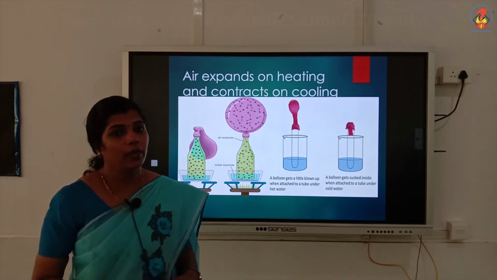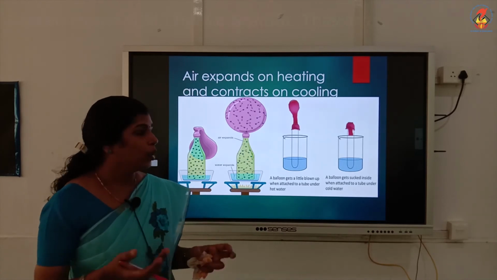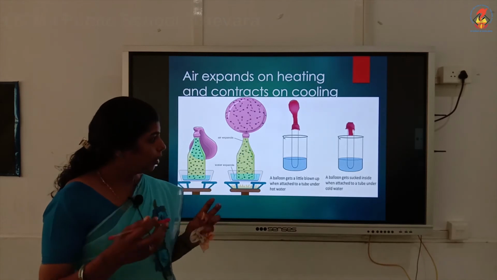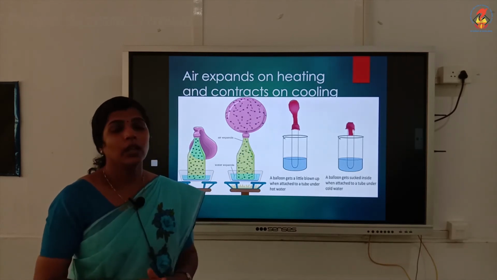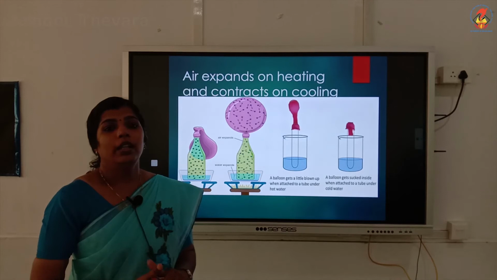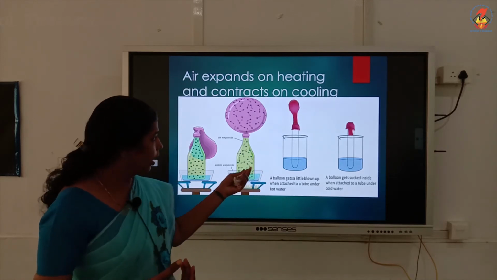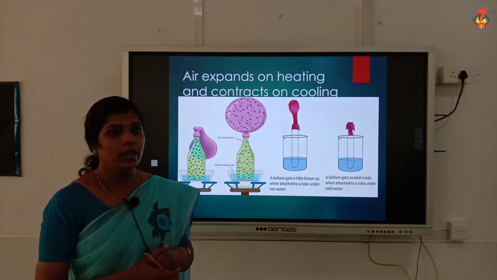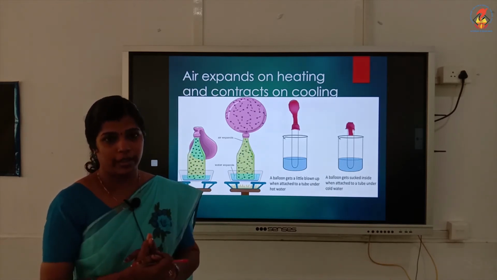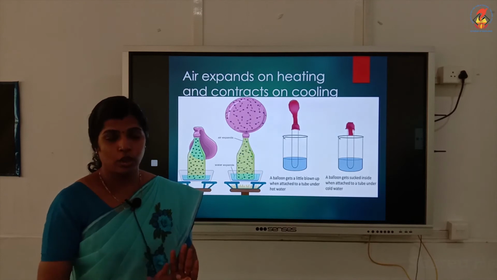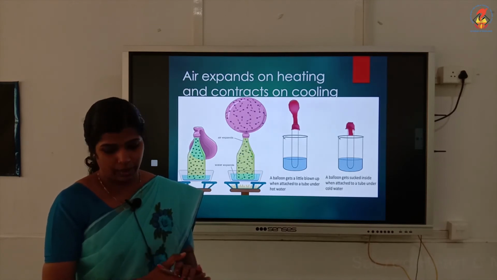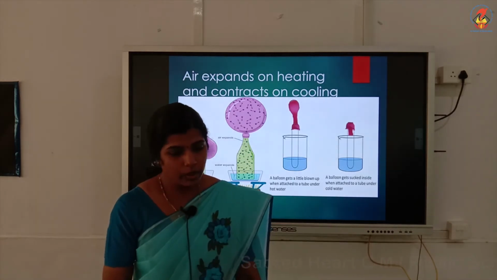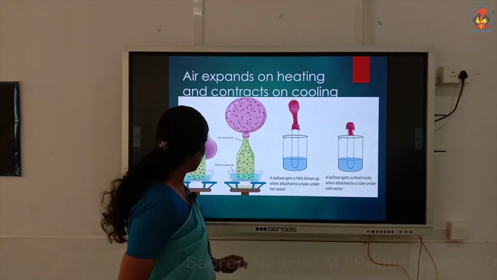Similarly, what will happen when it is placed in an ice cube water basin or in a beaker? It is filled with ice cubes and you have to keep this bottle in the beaker. So, what will happen is that air will contract. Air will contract on cooling. Okay. So, now one more activity is here, that is this one.